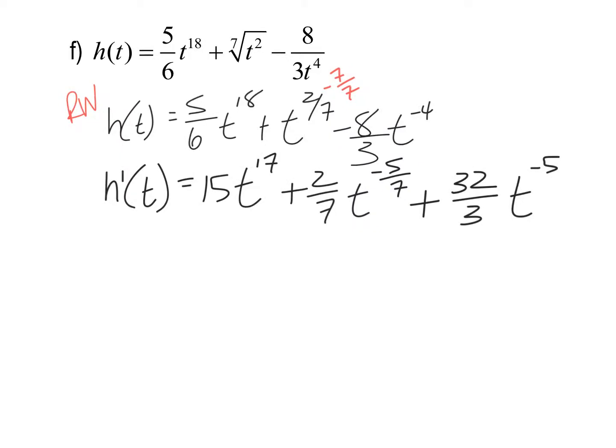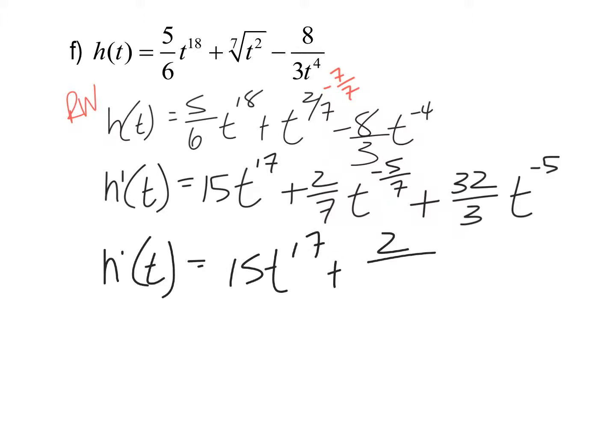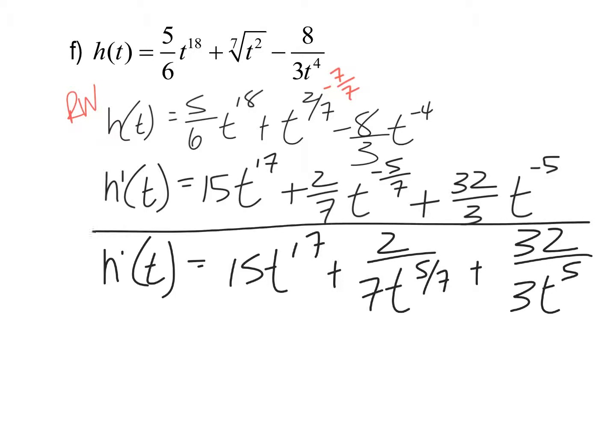Okay, now all I have to do is drop these t's into the denominator since they have negative exponents. So h prime of t totally simplified is 15t to the 17th plus 2/7t to the 5/7 plus 32/3t to the 5th. And that is my final answer, you guys.